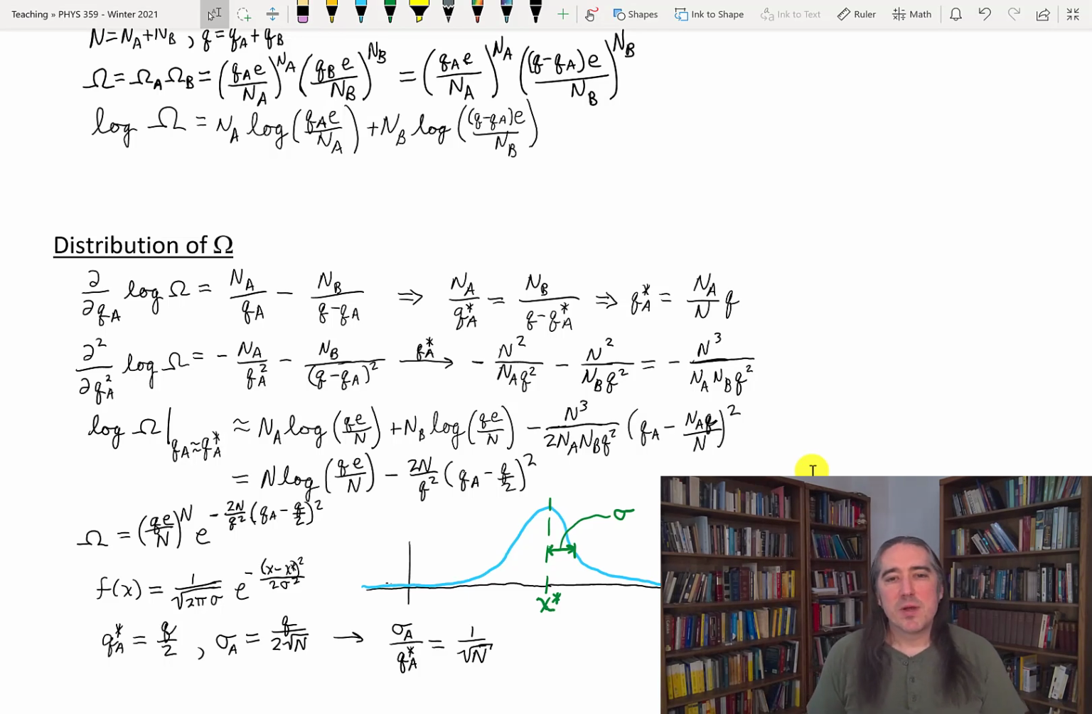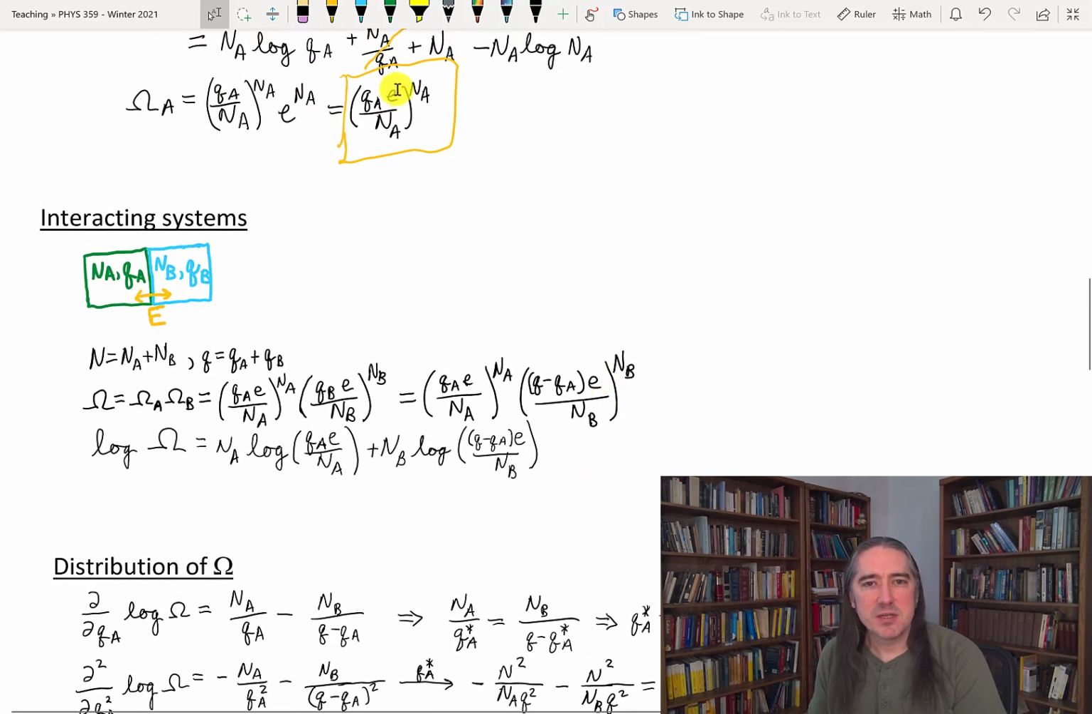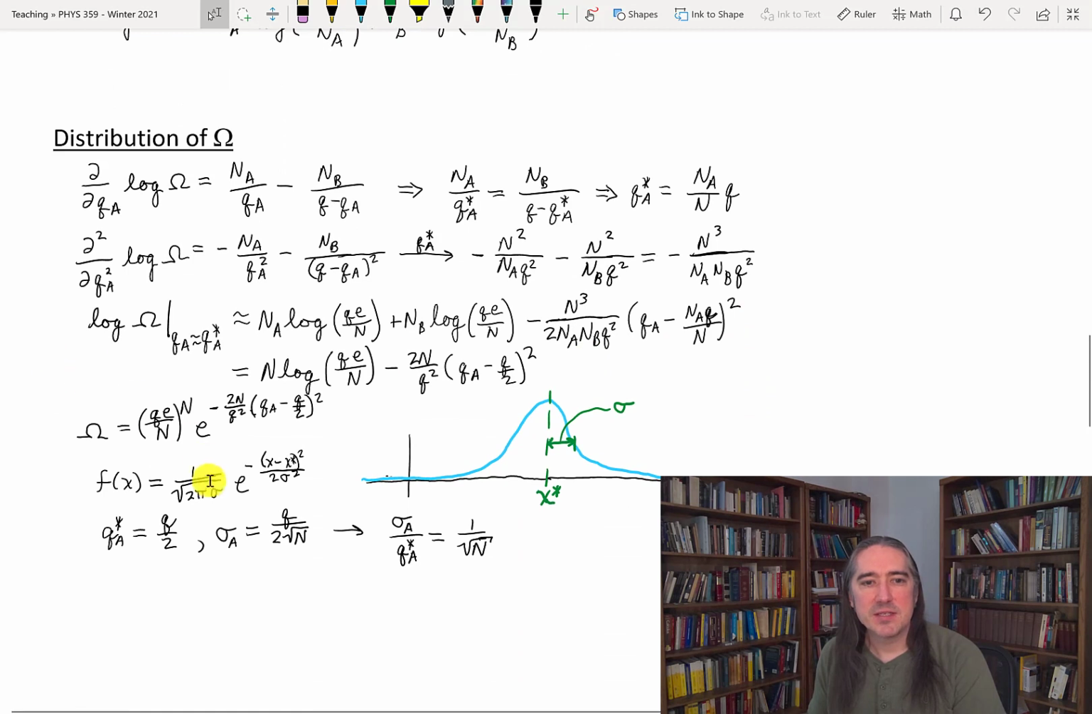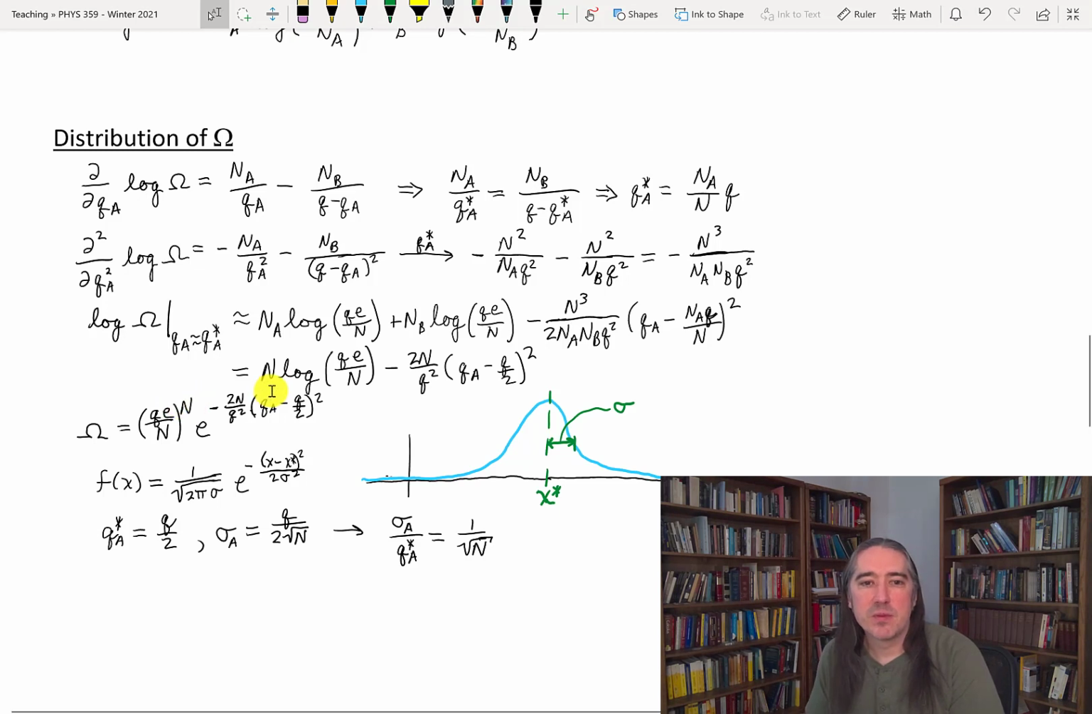So now we've got a form for the log of omega, and let's exponentiate it and get back to omega. So omega ends up looking like QE over n to the n. If you remember, that's suspiciously like the oscillator equation. So this has as many microscopic states available as if the two systems together were a single oscillator when QA equals Q star.